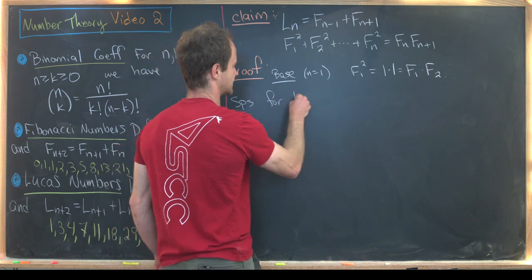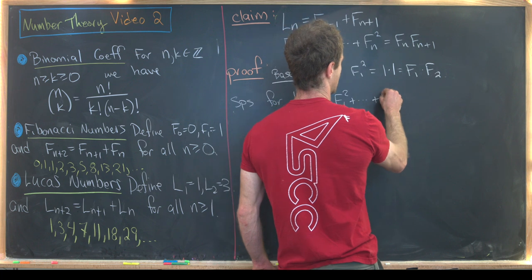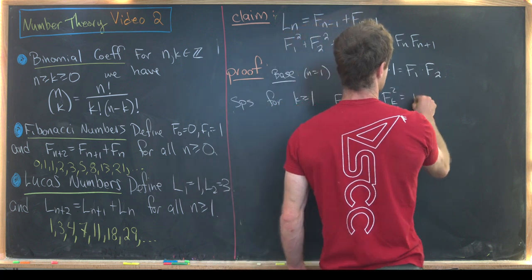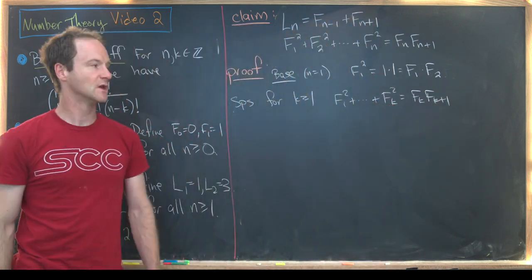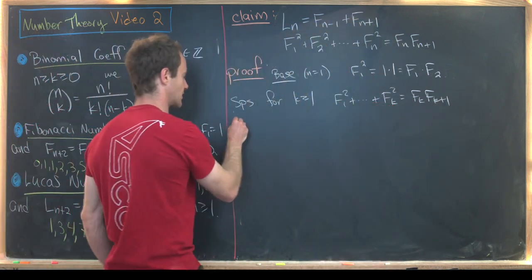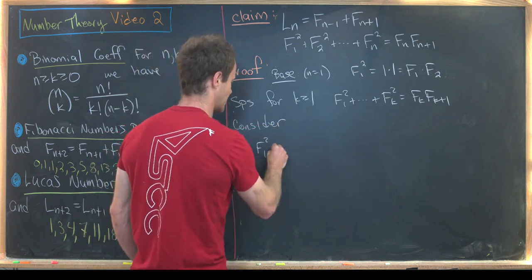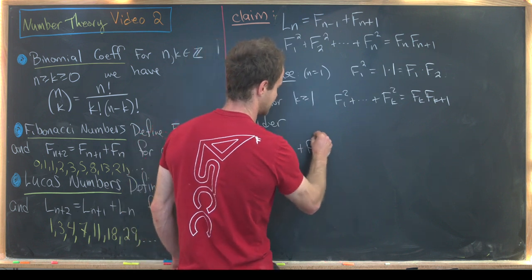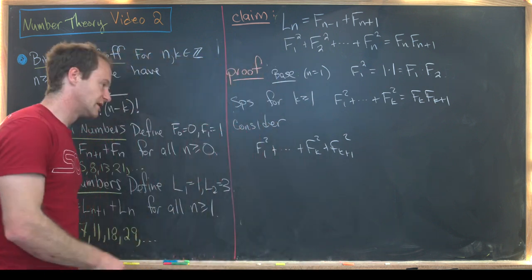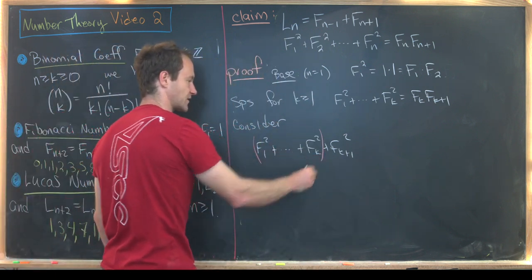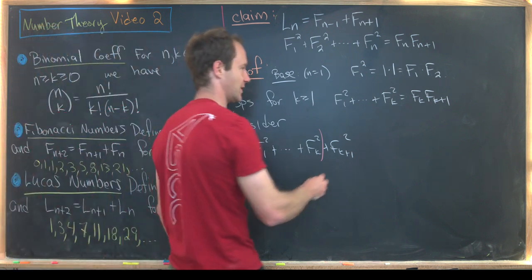Okay, so now let's make an induction hypothesis. Suppose for some k bigger than or equal to 1, F1 squared plus all the way up to Fk squared is equal to Fk times Fk plus 1. Okay, and now let's consider the next case. So our next case will be F1 squared plus all the way up to Fk squared plus Fk plus 1 squared. Then we visualize these first k terms being grouped together so that we can apply the induction hypothesis.